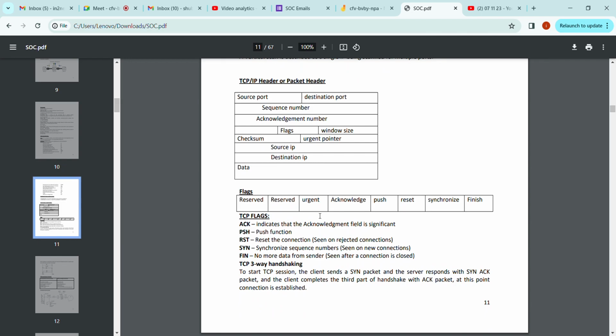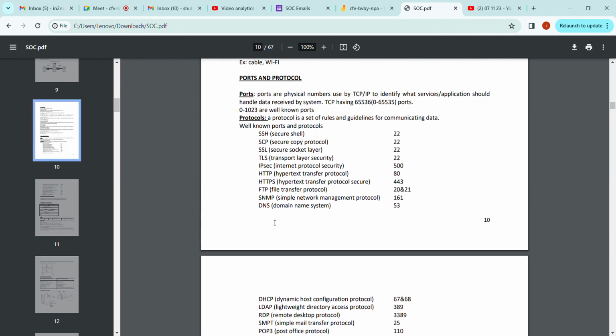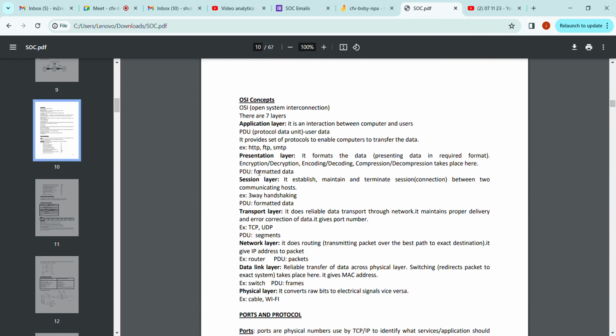So moving on, I just wanted to cover some of the TCP flags. Now in the OSI layer, particularly the transport layer. The transport layer defines the best route to send or receive the data.